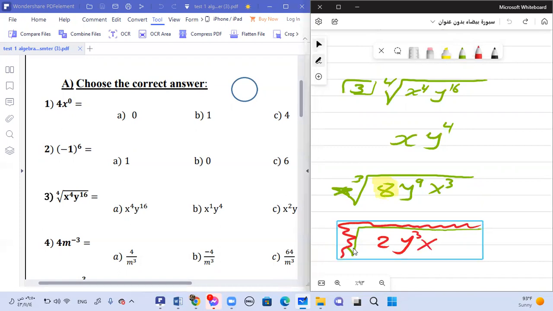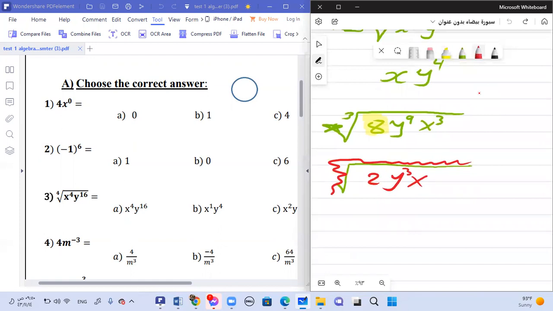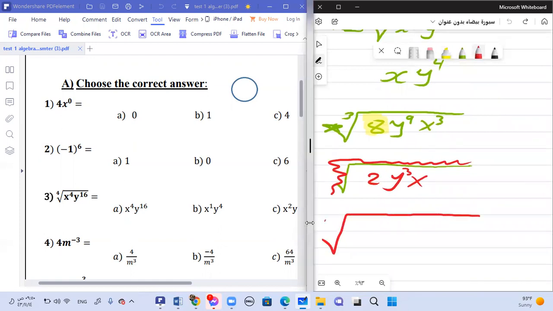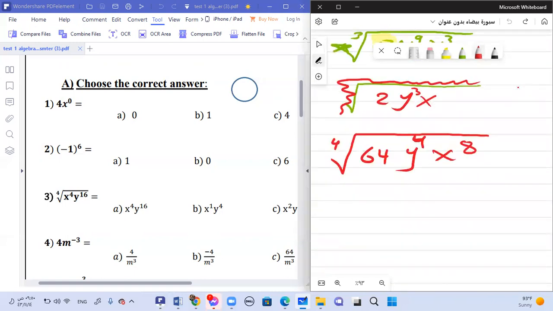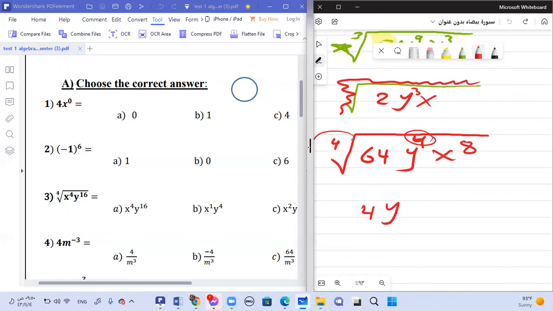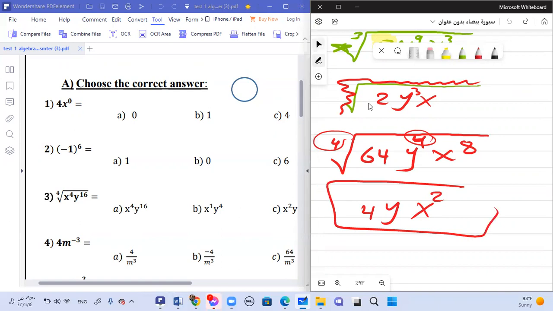Without the root. Okay, another exercise about this idea. If we have x power of 4, 64, y power of 3, y power of 4, x power of 8. Because the index is 4, y 4 divided by 4 is 1, and x 8 divided by 4 is 2. It is a very important idea. Any problem? No. Just a minute, I am writing.